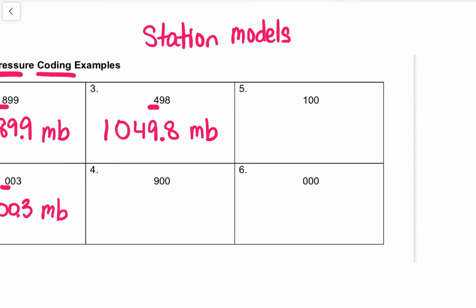Number 4, the first number is a 9. The first number is 9, which is greater than 5, so I want to add a 9 to the front. Then I copy down my number. I add a decimal point between the last two, and I get 990.0 millibars.